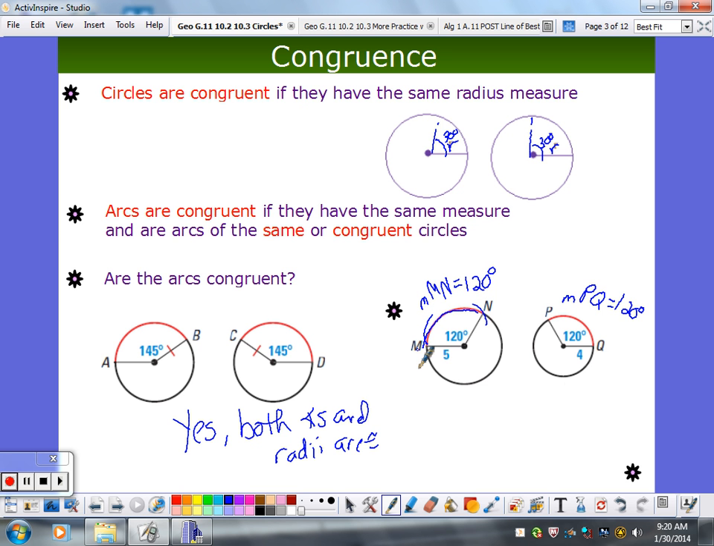If this was made out of string and you cut here and you cut here, how long is this? And if this was made out of string and you cut here and you cut here, how long is this? Would they be the same length? No.